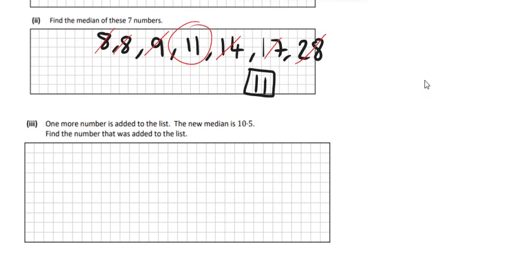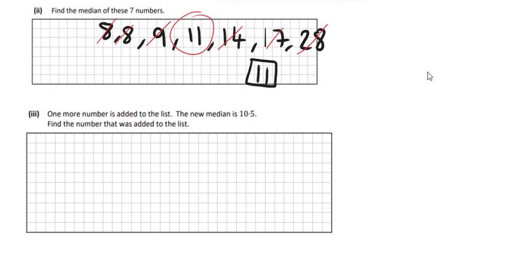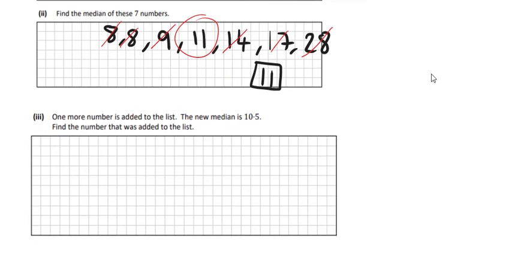Okay, so the third part then asks us something a little bit harder. We have to go into the median a little bit more. One more number is added to the list. The new median then is 10.5. So find the number that was added to the list. Right, so you have to think about this a little bit. So now, if there's a number added to the list, there has to be 8 numbers in the list then. So there's 8 numbers there.